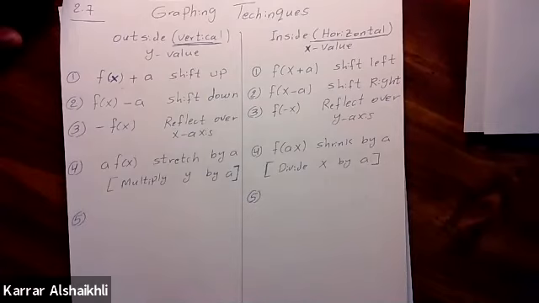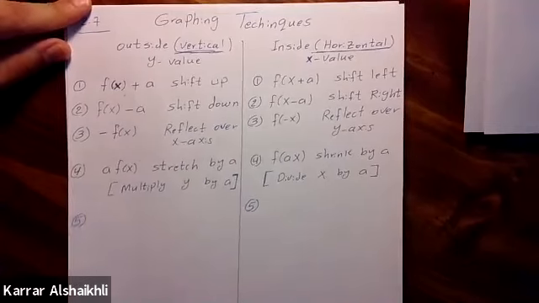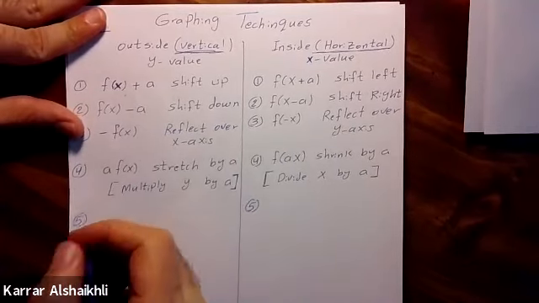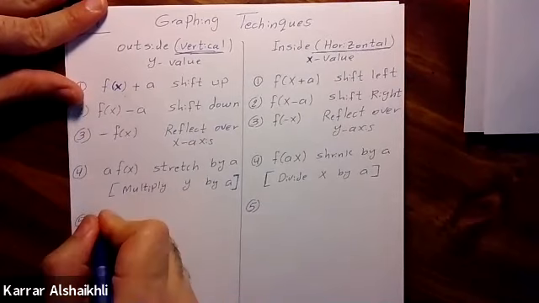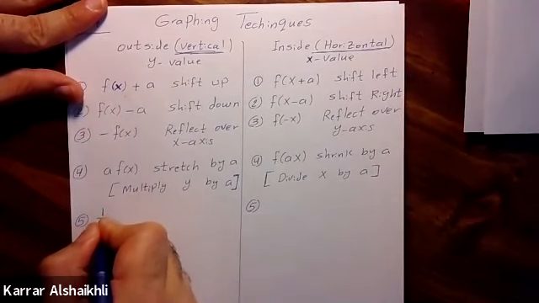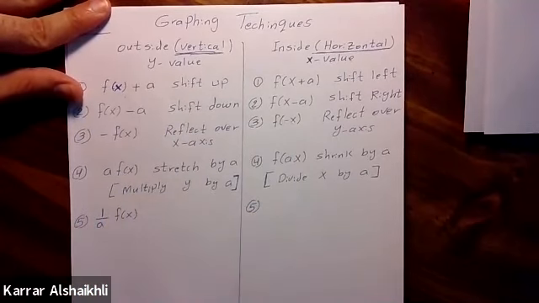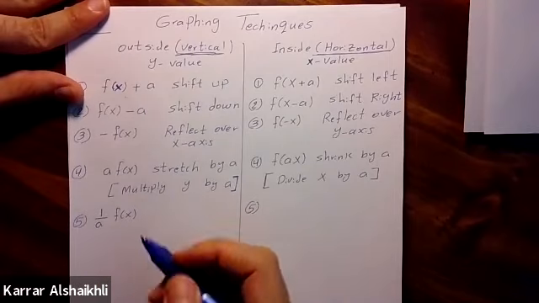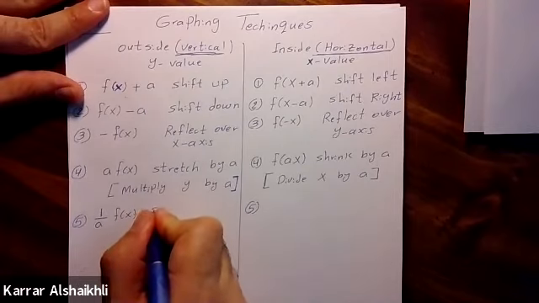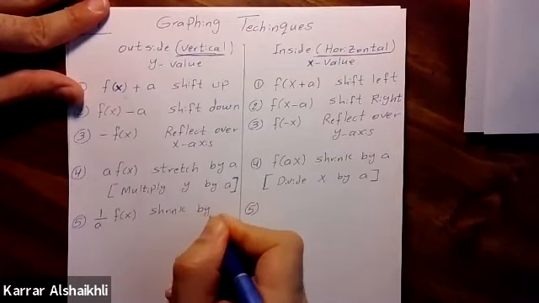Which is the opposite of these two techniques. Opposite of technique 4. If we have, you see here, it's a number, but now we have 1 over the number outside the function. 1 over the number outside the function is going to be the opposite of this one. So here it is going to be shrink by a.